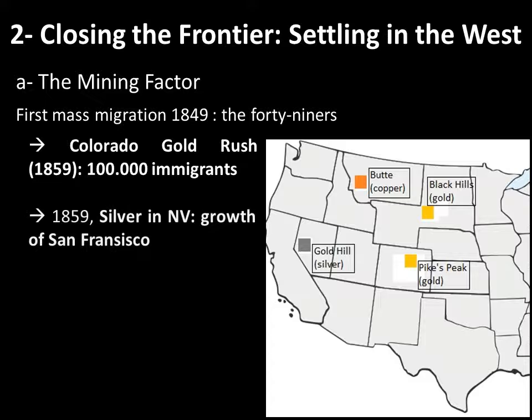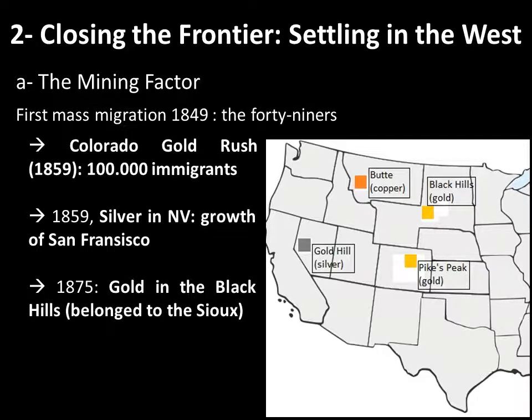Also in 1859, silver was discovered in Nevada, more specifically in Gold Hill. It's called Gold Hill because it was supposed to be gold, but in the end it was silver. That's at the very left of your map, in gray. Miners came to places such as Gold Hill, and this small town grew rapidly. The mining industry in this area had an important impact on the growth of Nevada and of San Francisco. San Francisco is the city by the bay, so you can see it on the map. There's a kind of bay west of Gold Hill. That's San Francisco, so it's basically the same area.